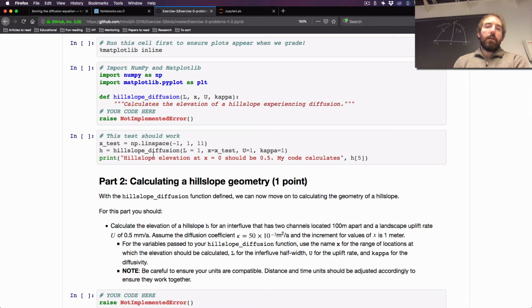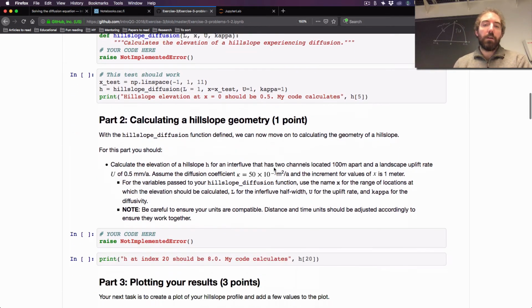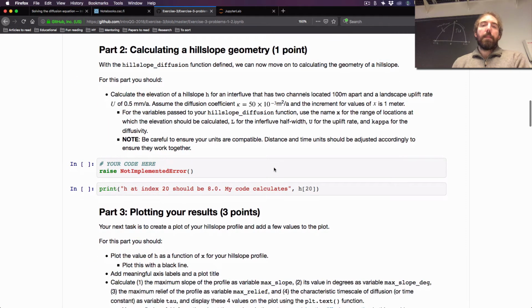And yeah, like always, once you've defined your hillslope diffusion function, you should be able to test it with the code here, and it should give you the value that's expected. So that's how you can check and see if your equation is working properly.